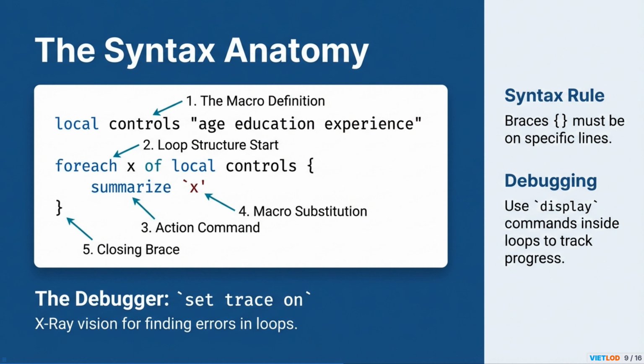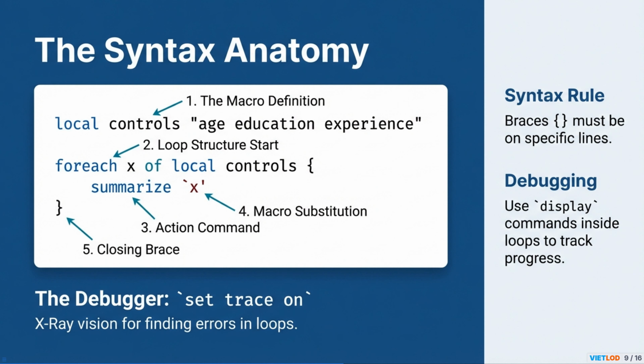This slide breaks down the core components of Stata loop syntax. First, we define a local macro named controls to hold a list of variables: age, education, and experience. This macro acts as a container for text that will be reused. Second, we initiate the loop structure using foreach x of local controls, followed by a curly brace. Here, x is a temporary variable that will take on each value from our controls macro in turn. The opening brace must be on the same line.